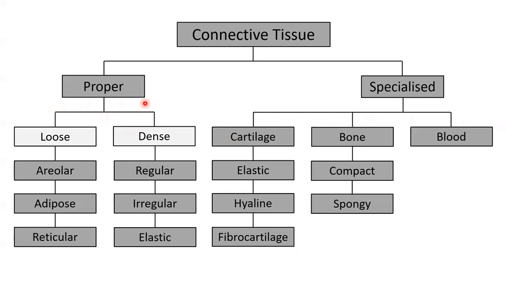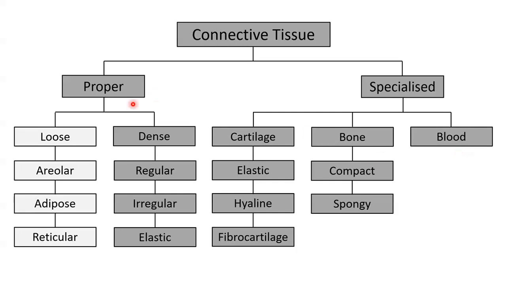Our proper connective tissue can then be divided into loose connective tissue and dense connective tissue. And this is based on the composition or the makeup of that tissue. So as the name suggests, loose connective tissue has lots of ground substance and very few fibres. So it's quite a loose arrangement of the fibres within that tissue. In dense connective tissue, we have less ground substance, but there are lots and lots of fibres packed in really closely. So it's a more dense tissue. With our specialised connective tissue, we can divide it into the three different types. So we have our cartilage, our bone, and our blood.